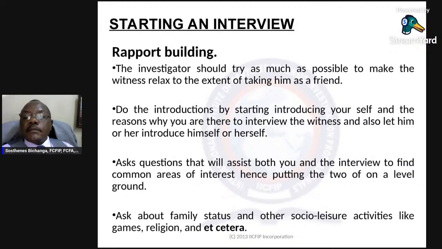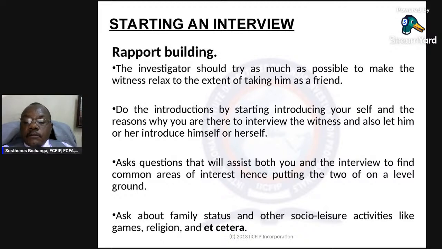Rapport building involves finding a level ground. What do I mean by a level ground? Ask the interviewee about family status. That is after you have voluntarily given him or her your information, whether you are married, how many children, without many wives, if you have many.